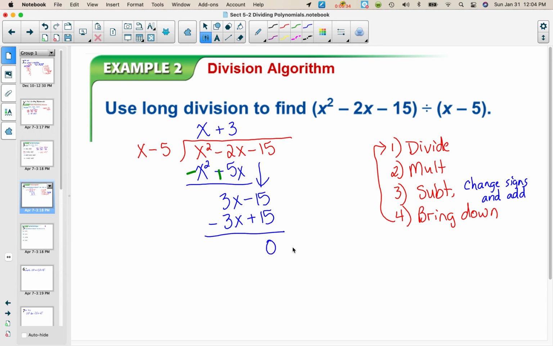So this is a 0 remainder, which, by the way, tells me that x minus 5 is a factor of x squared minus 2x minus 15. I could have done a diamond problem here and factored this. I would have gotten x minus 5 and x plus 3. So that's going to be important later on.